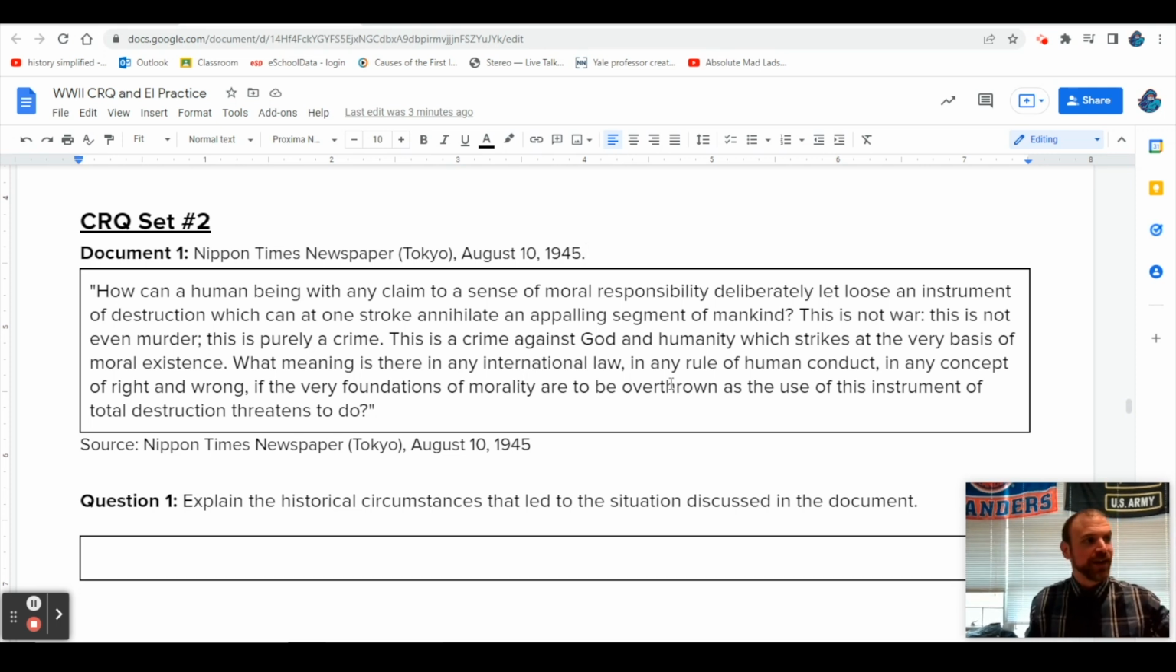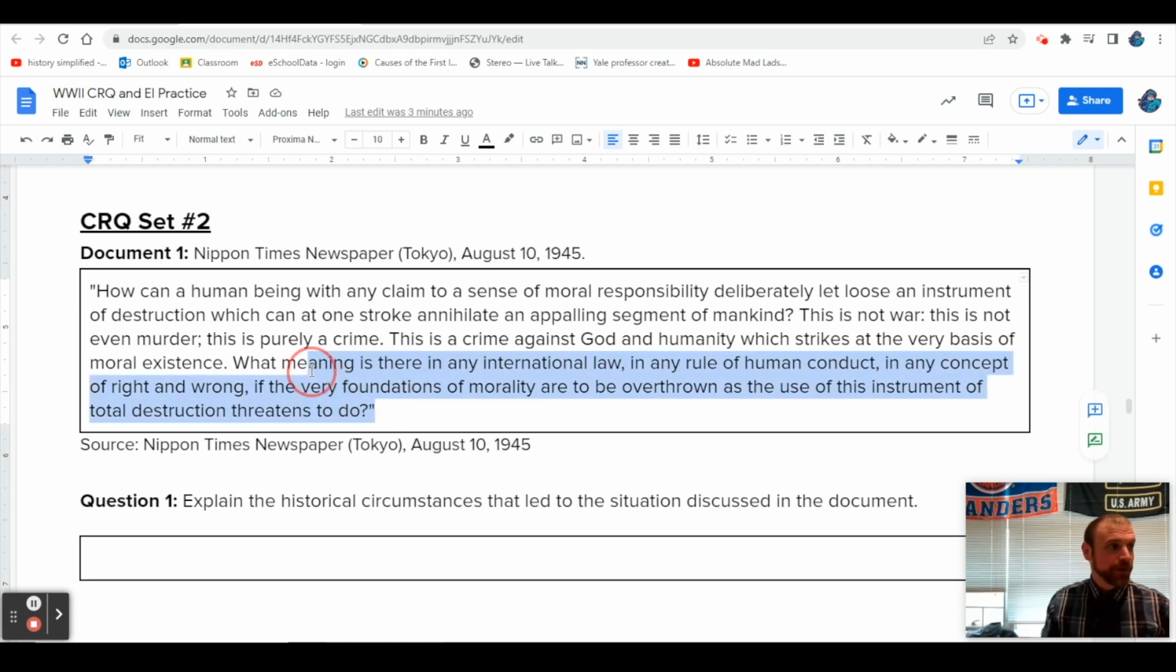What meaning is there in any international law, in any rule of human conduct, in any concept of right and wrong, if the very foundations of morality are to be overthrown as the use of this instrument of total destruction threatens to do? Meaning, how could you claim to be moral when you're using this atomic bomb and you're killing innocent civilians? That's basically what they're saying here.